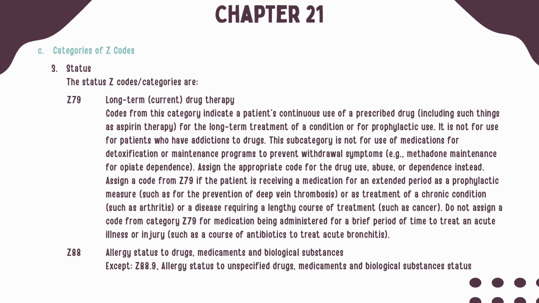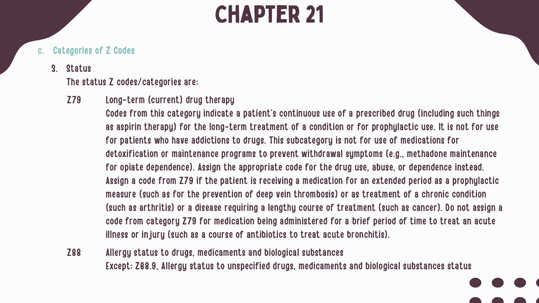Category Z79 should be used when a patient has a continuous usage of a prescribed drug for the long-term treatment of a condition or for prophylactic usage. It is not for use when a patient has an addiction to a drug or for the use of medication for detoxing or maintenance programs to prevent withdrawal symptoms. A code from category Z79 should be assigned if the patient is receiving a medication for an extended period of time for a prophylactic measure or as a treatment of a chronic condition, or even a disease requiring a lengthy course of treatment. It can include, but is not limited to, blood thinners, NSAIDs, and oral chemotherapy drugs.